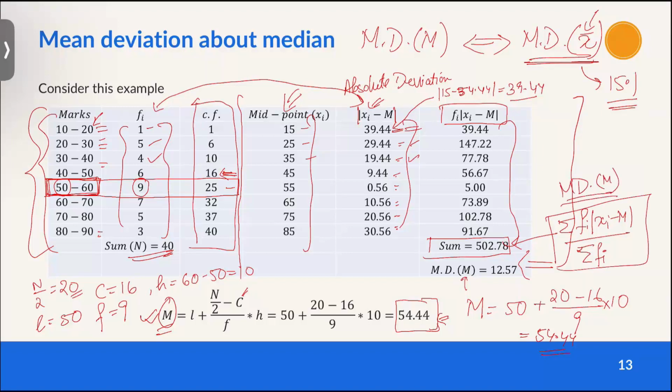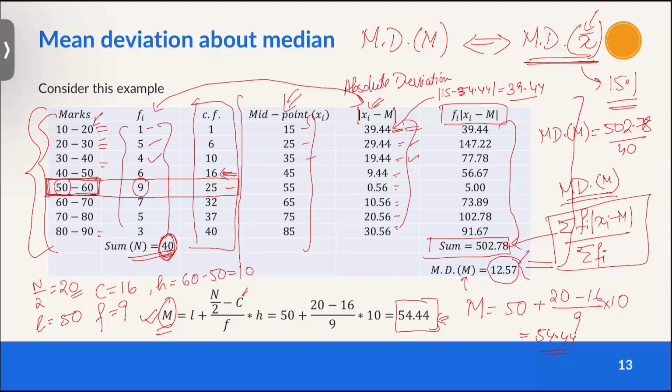Okay, so you have the sum, and the summation of fi is actually n, which is 40. So you divide. What we will have is the mean deviation about the median equals 502.78 by 40. When you calculate, it will come out to be 12.57. Okay, so you see all the steps after calculating the median.